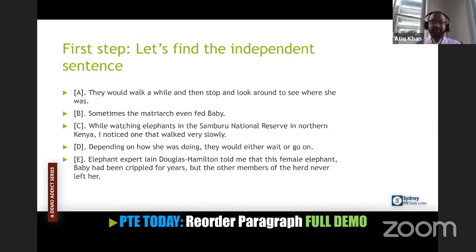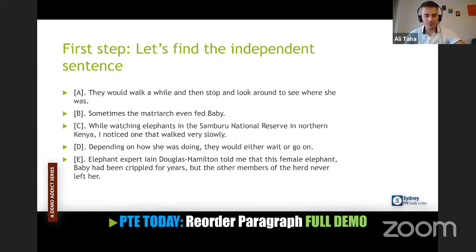Right. So there is already some information shared about that female. So it cannot be the answer, because this is not independent. It's already reliant on some information shared before. Right. 100%. So we just said that the independent sentence shouldn't refer to a previous action or shouldn't mention something that was already mentioned before. So it can't be E.